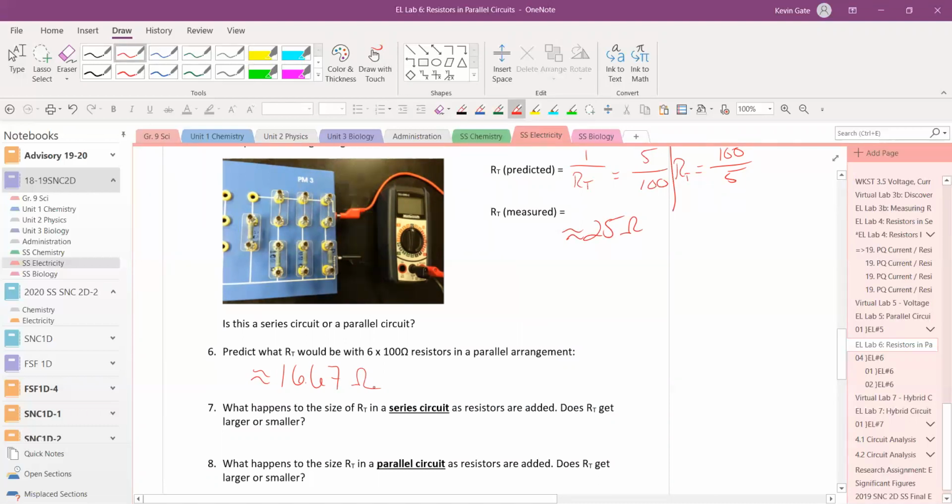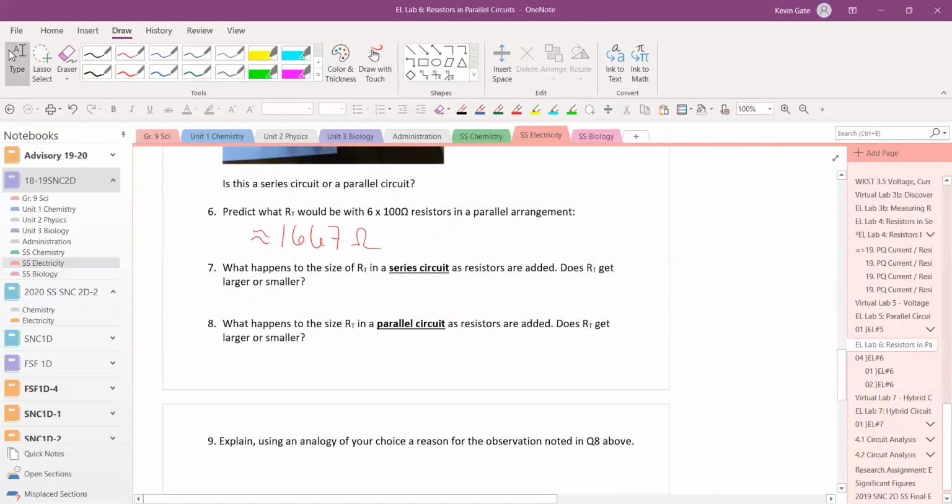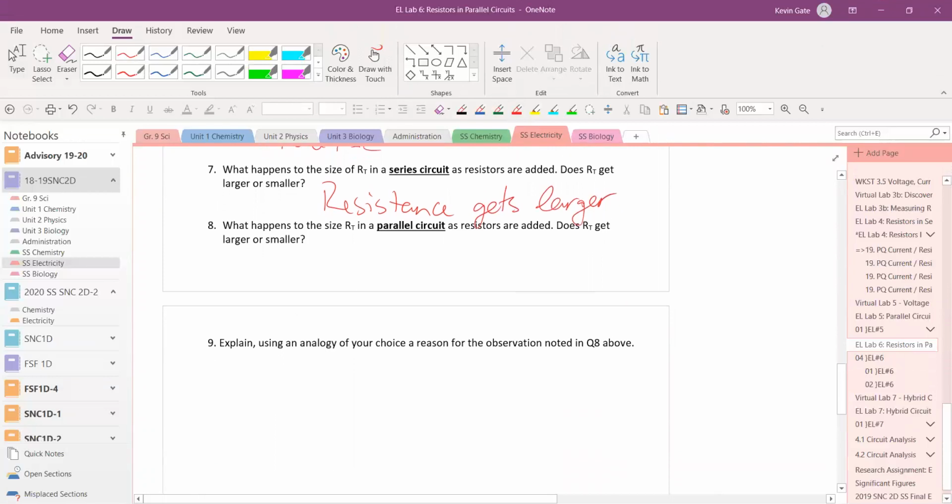So what happens to the size of resistance in a series circuit as resistors are added? Does resistance get larger, or does resistance get smaller? Well, we've seen from anecdotal evidence that resistance gets larger as we add more resistors in series. What happens to the total resistance in a parallel circuit? Resistance gets smaller.